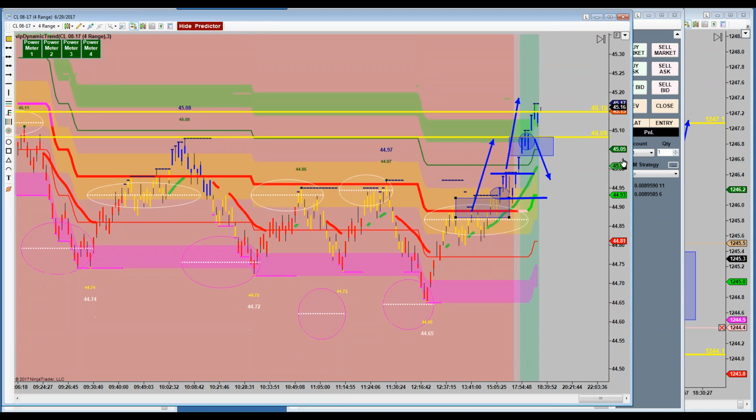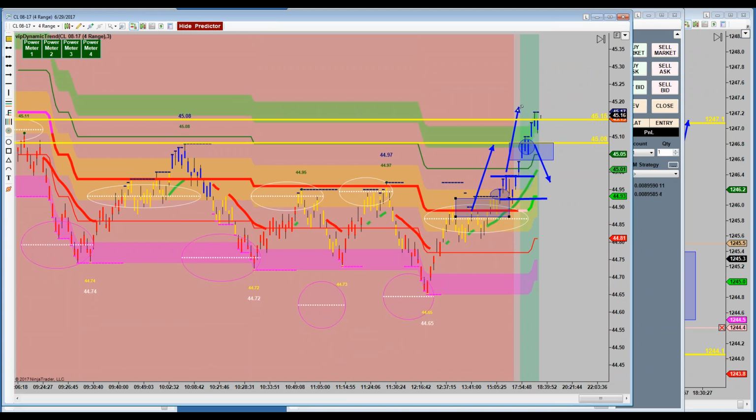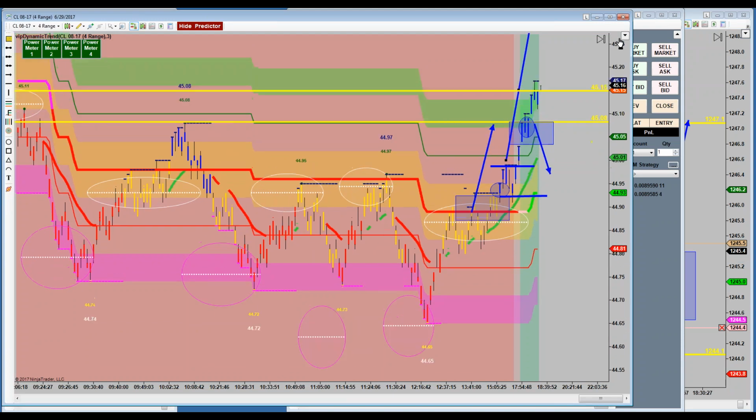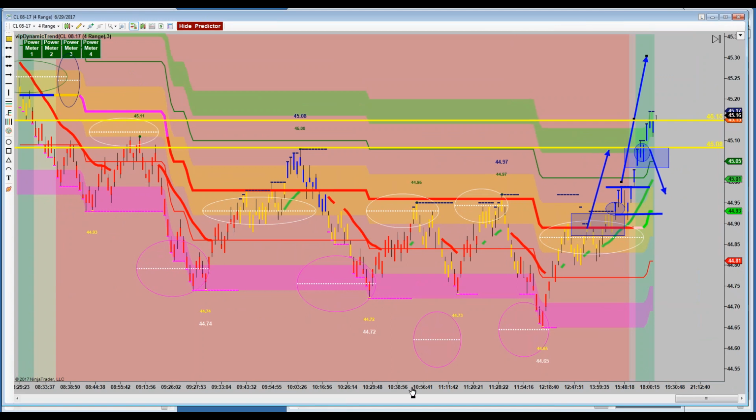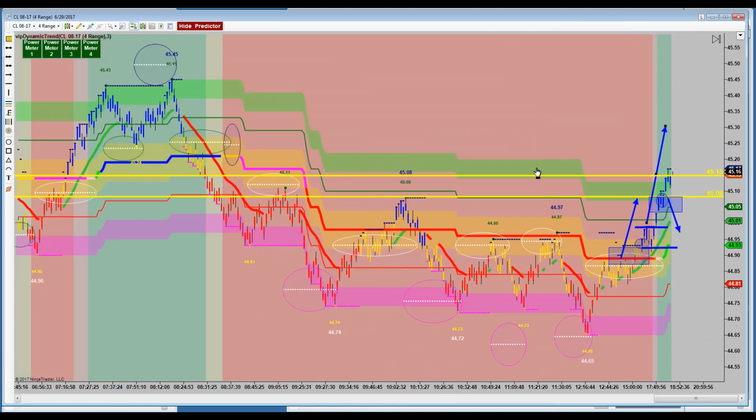Now, it wouldn't surprise me if it takes this swing out. You could go all the way back up to, let's see where this could go on crude. Yeah, I mean, you can see that there's resistance up here. It could run all the way back up here.